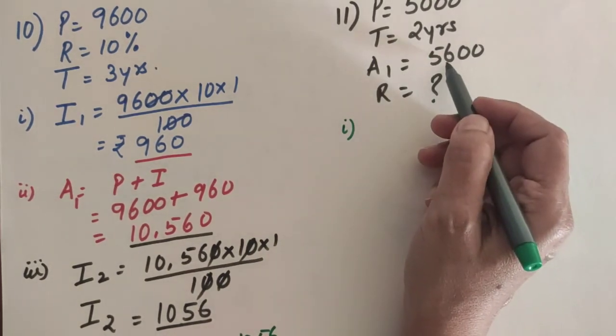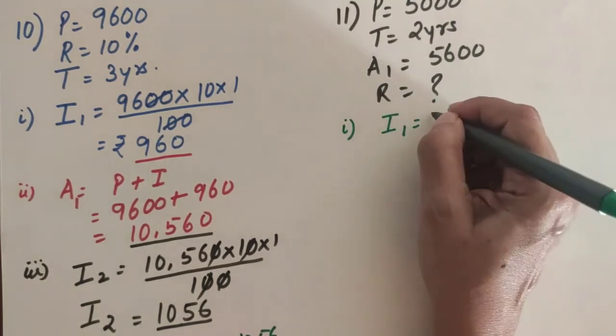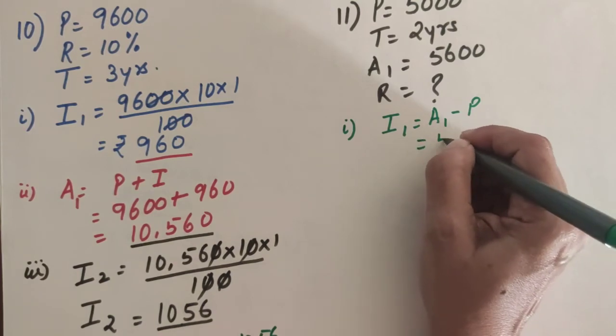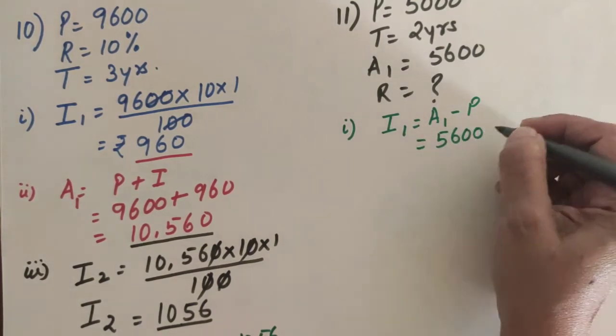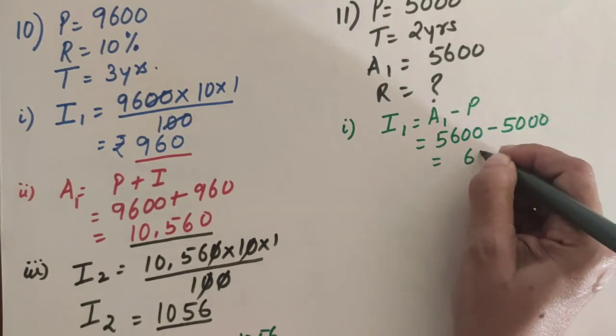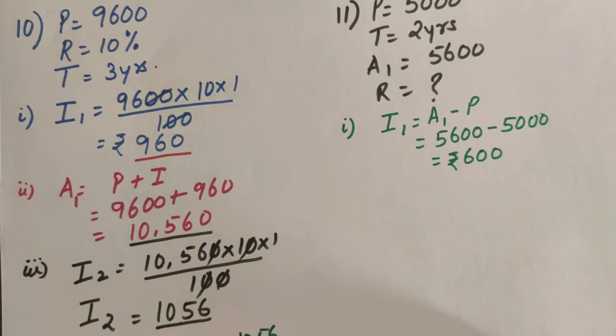So we have the amount at the end of 1 year. The interest at the end of 1 year is the amount at the end of 1 year minus the principal, which is 5,600 minus 5,000, which is equal to 600 rupees. So this is your interest for the first year.